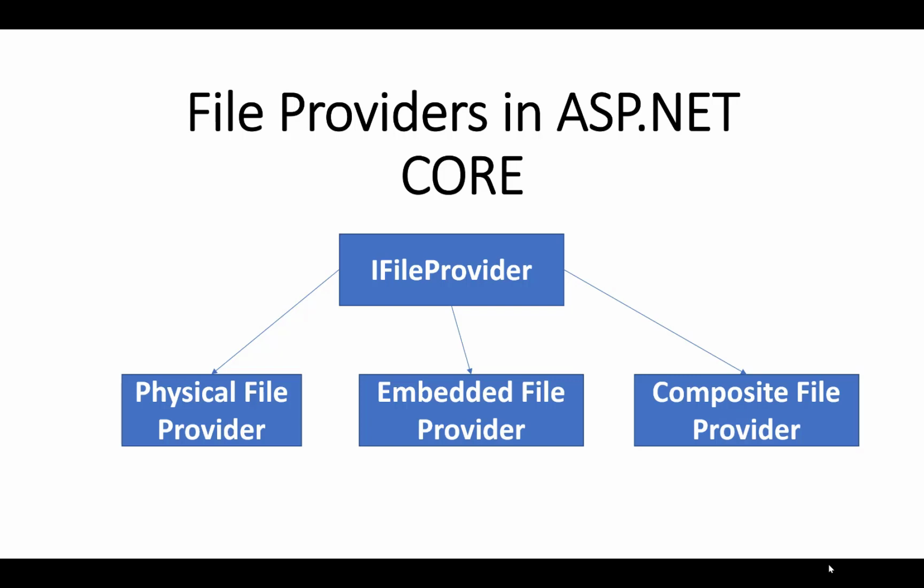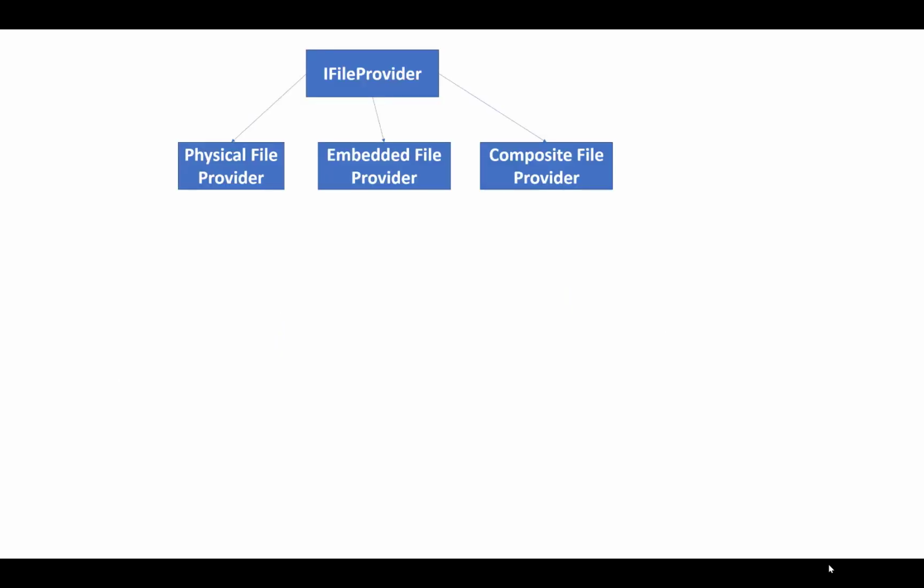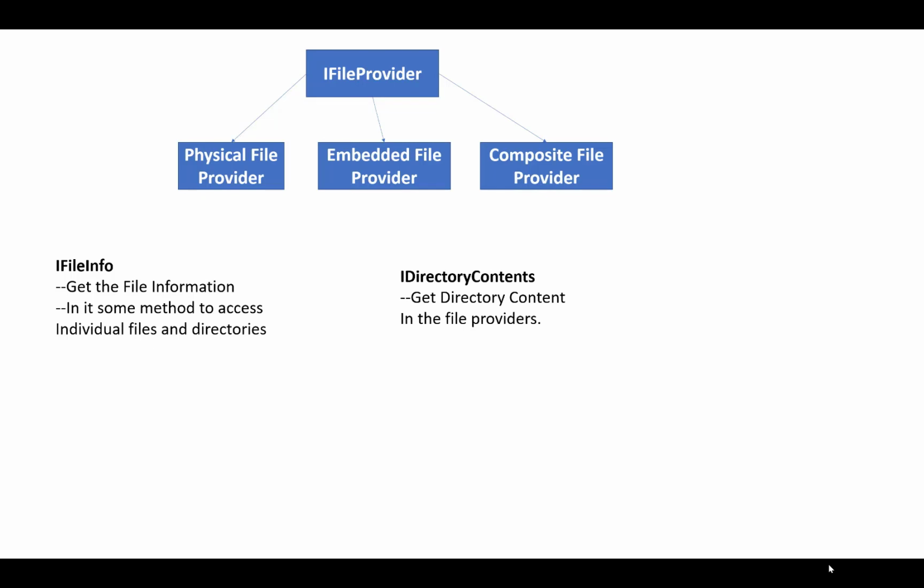By using the physical file provider, we can access the physical file information and path information as well. With the embedded file provider, we can get the assembly information, that is, the file information included in the assembly. And the composite file provider is a composite of one or more file providers, so we can get the information by using the IFileProviders. The IFileProvider gets the file information and has methods to access the individual files and directories, and the IDirectoryContents interface gets the directory contents in the file providers.